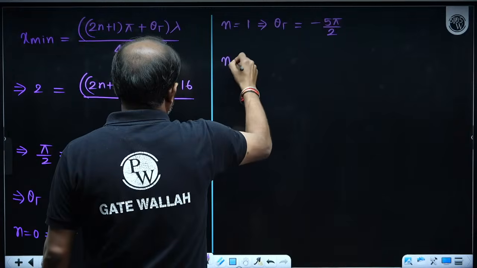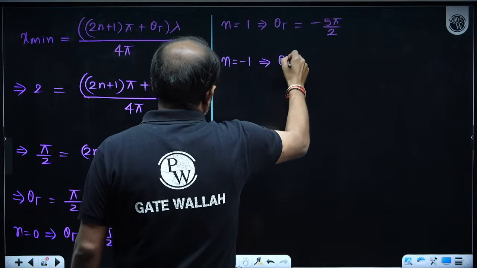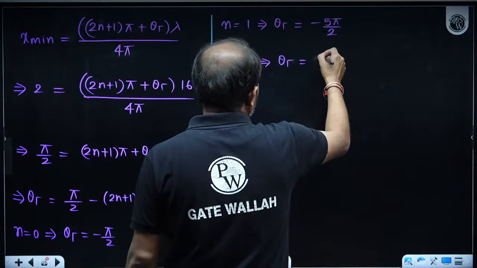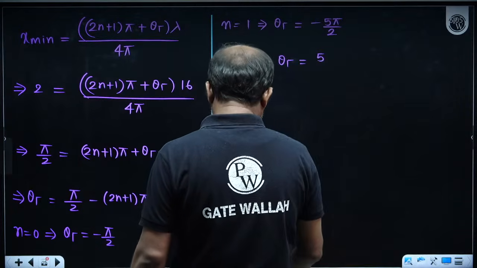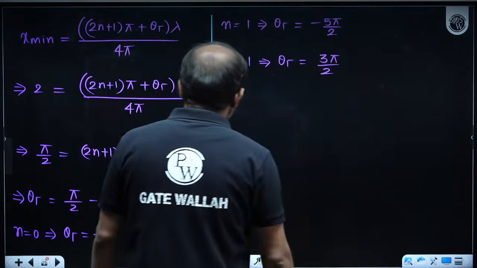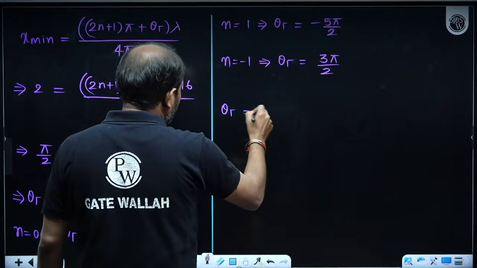N is equal to minus 1. Theta gamma is equal to minus 1. So it will be pi by 2, so 5 pi by 2, 3 pi by 2. So what we have? Theta gamma is equal to minus pi by 2.